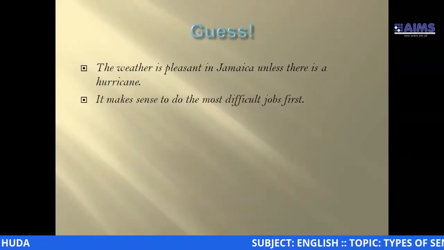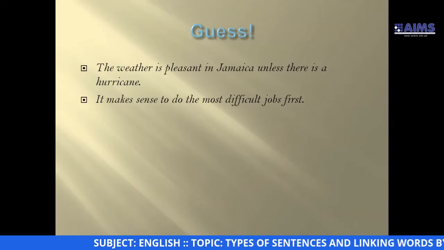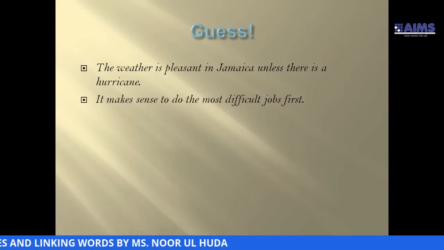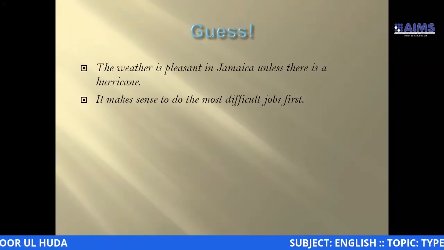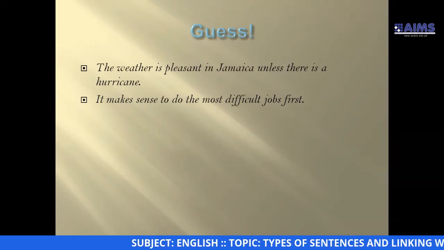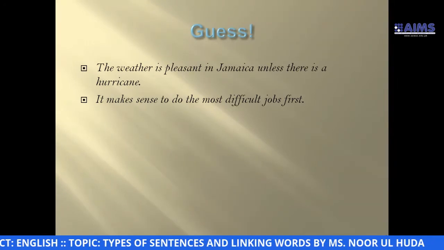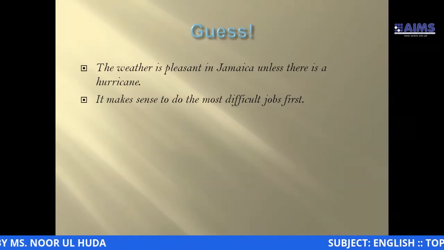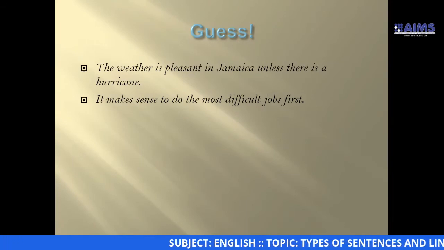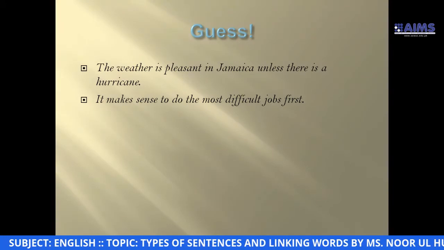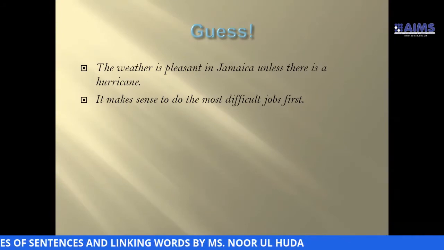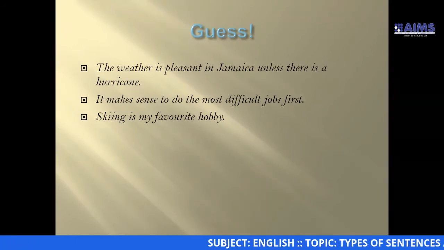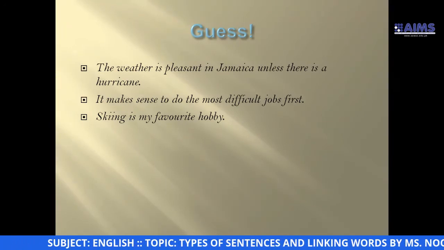Now the other one is: it makes sense to do the most difficult jobs first. What kind of sentence is this? It's a simple sentence. Why? Because there is only one subject and one verb. Now, to do may confuse you. It is called a to-infinitive. A to-infinitive is a type of verb form which helps the main verb to indicate something, right? Okay, another one: skiing is my favorite hobby. Skiing is my favorite hobby is a simple sentence. Very simple.